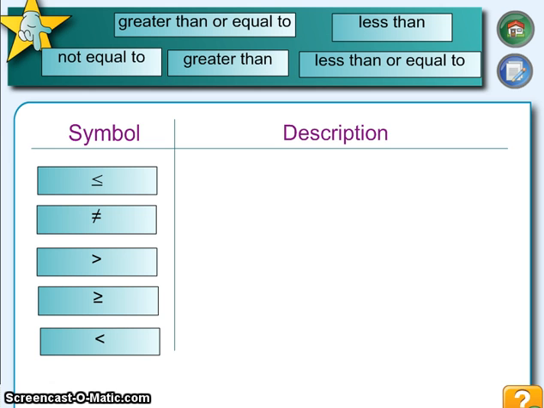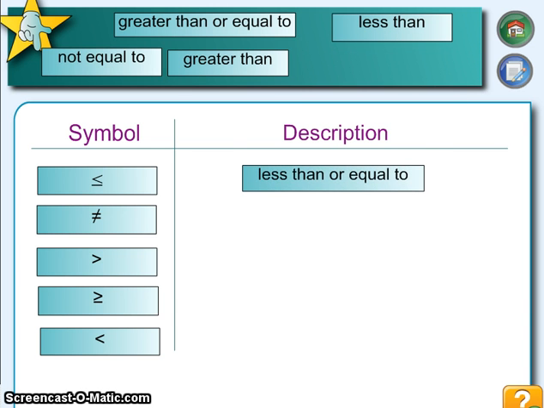Let's get started. First off, a quick little review. We have 5 different symbols here. These are all inequality symbols that can be used. So let's review what each one of them stands for. The first one, take a look at it. We have an arrow pointing to the left with a line underneath it. Hopefully, you've concluded that this is read as less than or equal to.